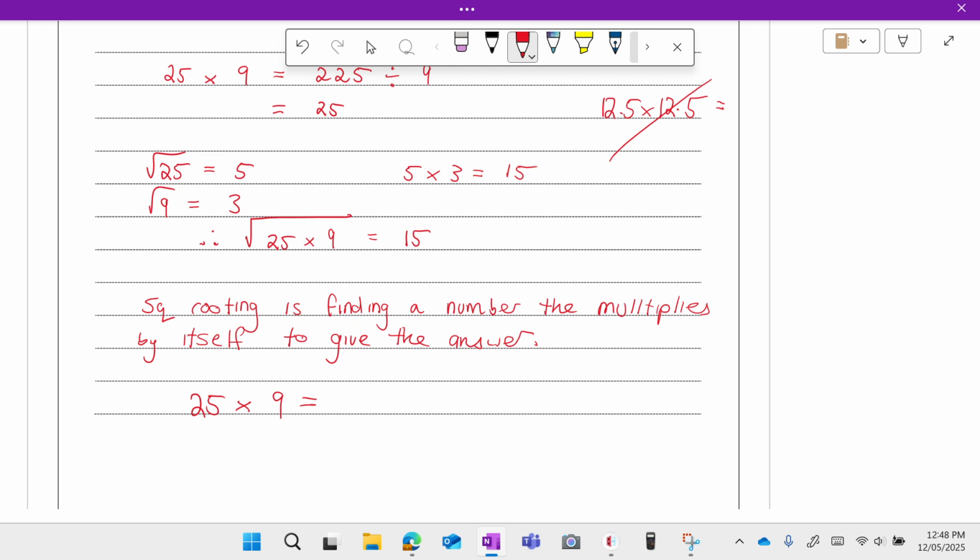Right, okay. What did we figure out the square root of 25 was? 5. So what can we say about the number 25? 25 is equal to what? 5. It's not equal to 5. 25 is not equal to 5. What could we say it is? 5 times 5. Good. What could we say about 9?